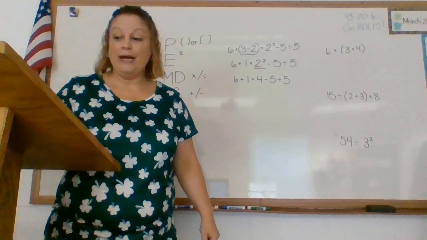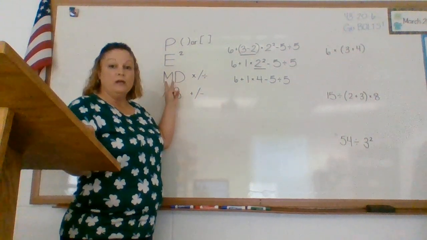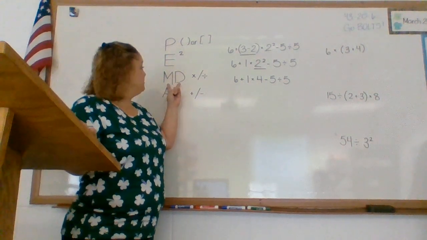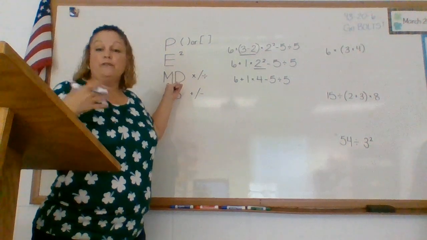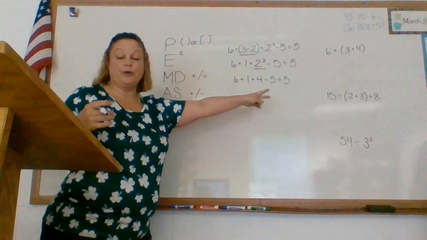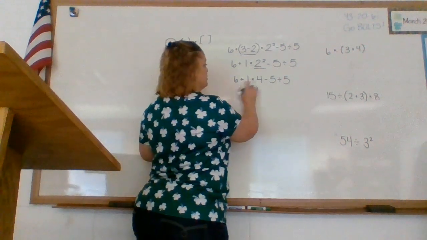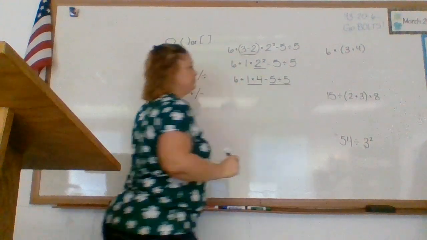Step 3 on your paper says multiply and divide left to right. These two can switch around. Once we get to the multiplying and dividing step, we could multiply before we divide. We could divide before we multiply, as long as we're going straight across like we would in reading. So what I do is I look for any and all multiplication and division problems.